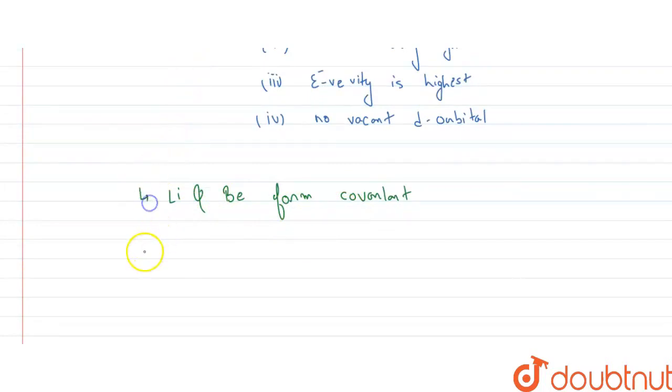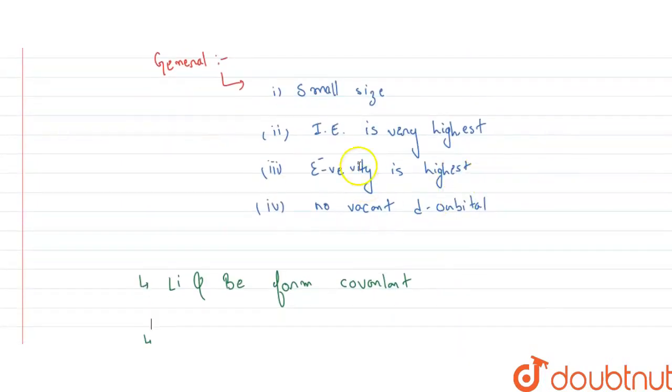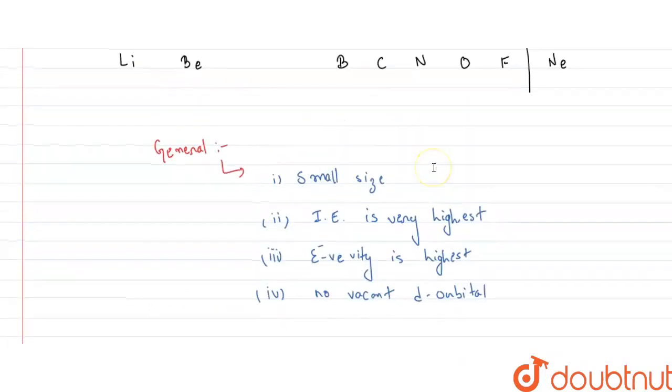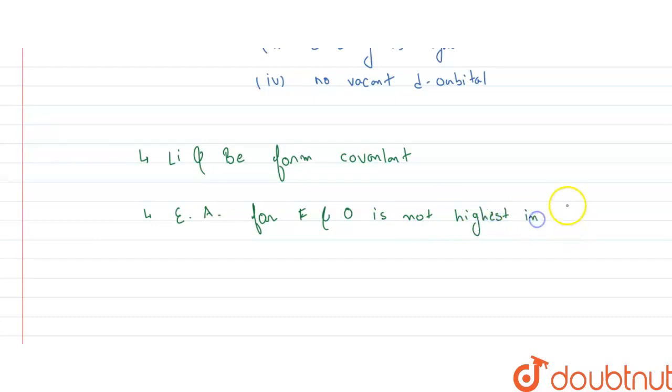The second example can be that despite being very high electronegative, the electron gain enthalpy or electron affinity for fluorine and oxygen is not highest in their respective groups, so in their groups.